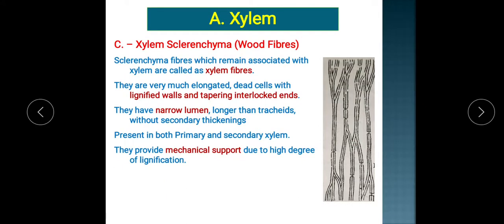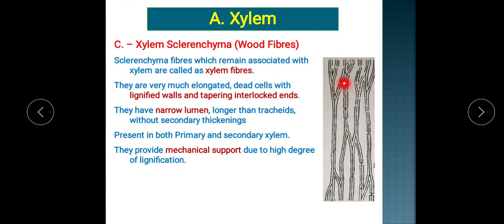Now the third component of the xylem is called the xylem sclerenchyma. It is also called wood fibers or xylem fibers. The sclerenchyma fibers which remain associated with the xylem are called xylem fibers. In this diagram, you can see these are the xylem fibers, which are very much elongated and dead cells with lignified walls and tapering interlocking ends.